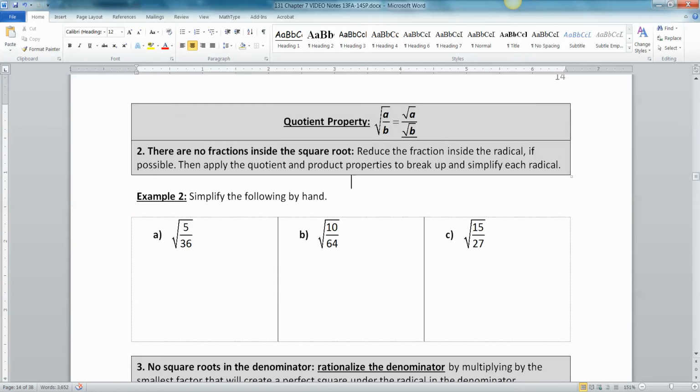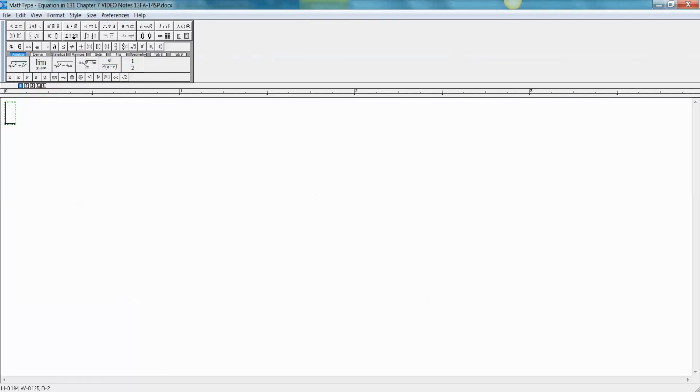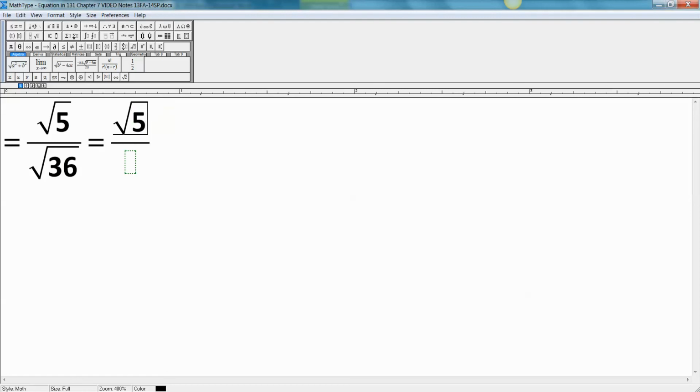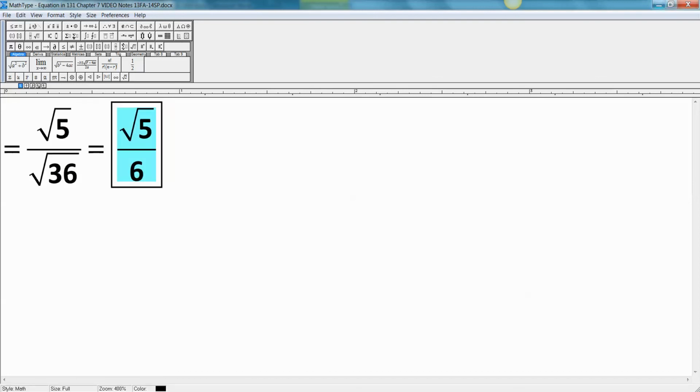That means there are no fractions inside the square root. You're not allowed to leave fractions in there. So let's do some basic ones here. This is the square root of 5 over 36, which equals the square root of 5 over the square root of 36. And that's the square root of 5 over 6, because the square root of 36 is 6. And we're done with that one.